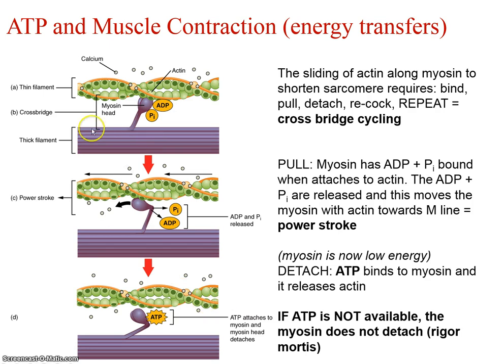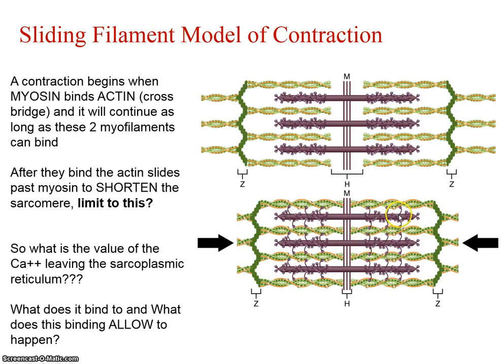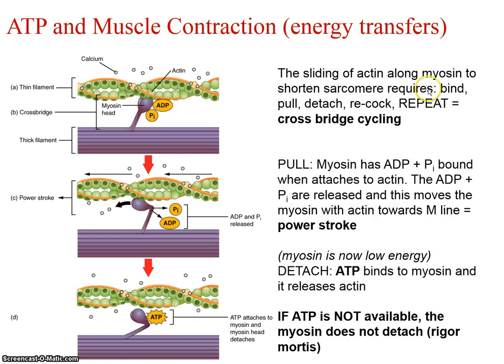Okay. So here again, we've really zoomed in on the sarcomere, and we're looking at this connection between the myosin and the actin. We said the sliding of actin along myosin to shorten the sarcomere, again, you saw that here, requires the binding, the pull, the detaching, the repositioning, and the repeat. And we call this cross-bridge cycling, because it's repeating.